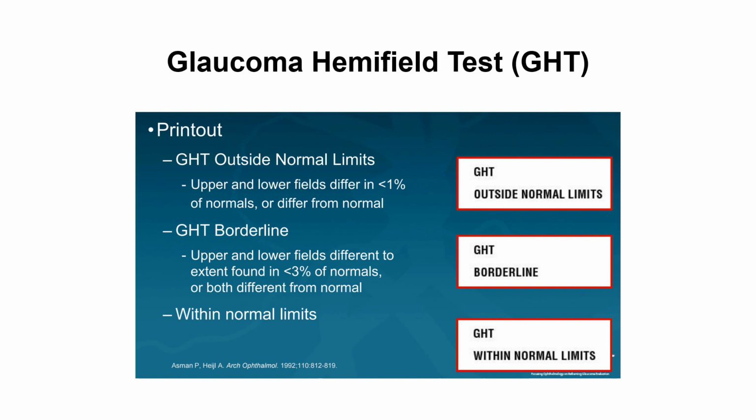Okay? And if you see that the glaucoma hemifield test is borderline, this means that the difference is not found in 90% of patients without glaucoma. That this difference could be present in less than 3% of normal. Okay? However, the third result is the glaucoma hemifield test within normal limits. So combining the MD, the PSD, and the glaucoma hemifield test along with the maps, you will discover whether this patient has glaucoma or not.